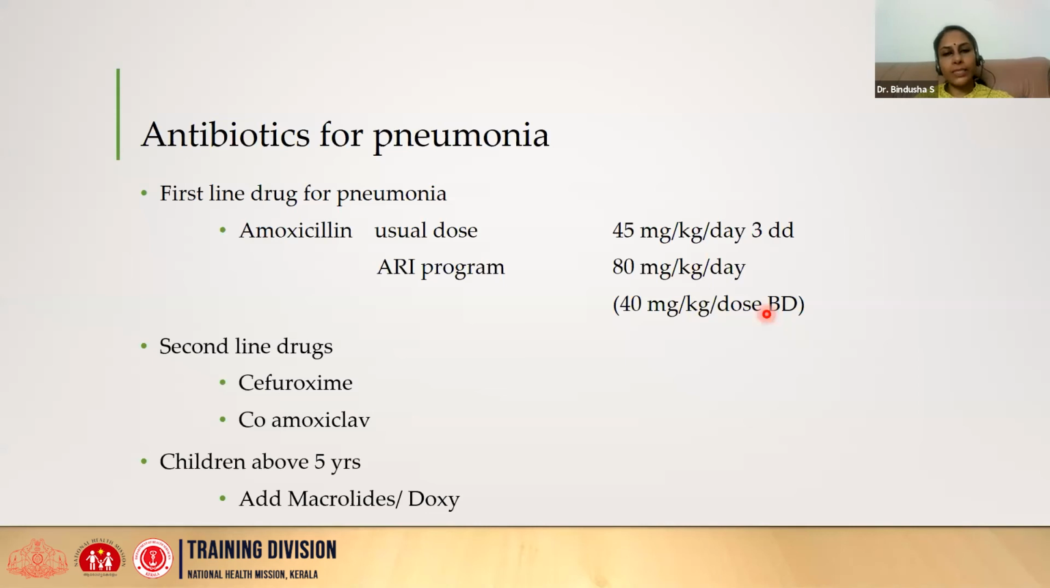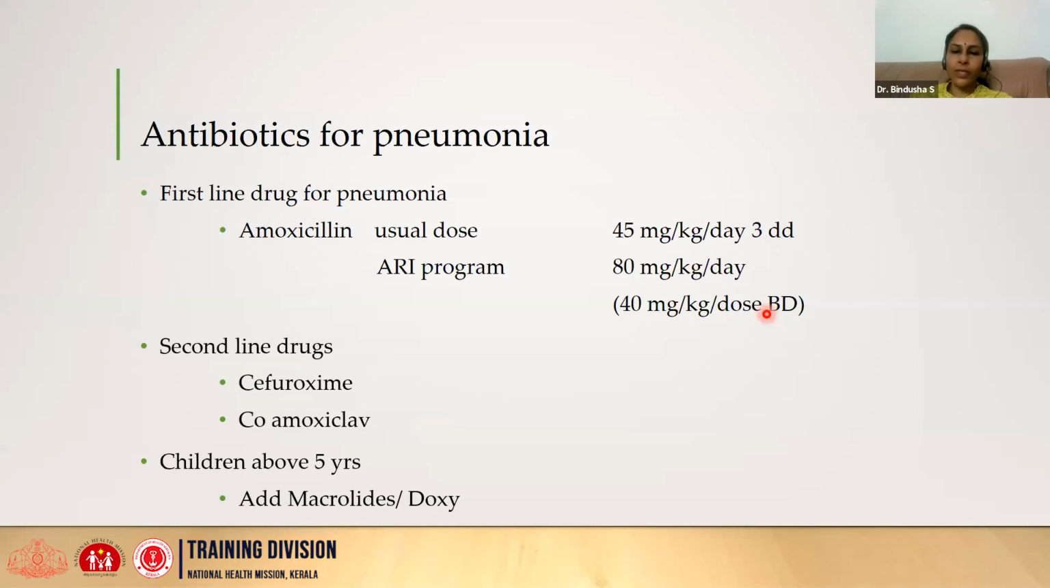And if the patient is having features of severe pneumonia, significant respiratory distress, then chest retractions, saturation less than 92%, danger signs, then these children will be admitted. And even for admitted patients, our first line antibiotic is still ampicillin only. That is in parenteral preparation, ampicillin only.